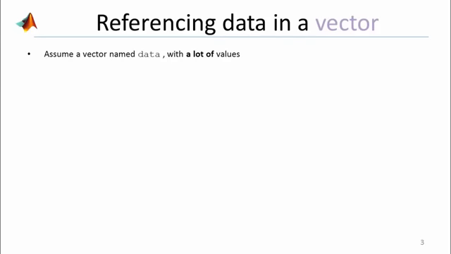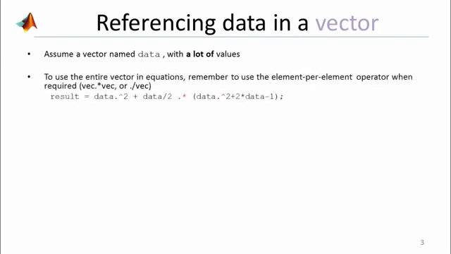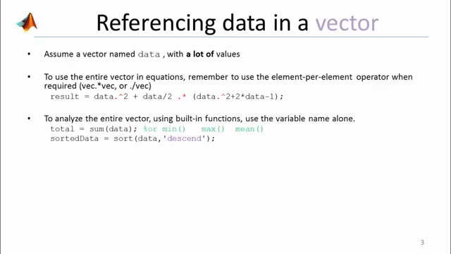Remember that we have a variable, for example data, and it has a lot of values. If you're trying to do math on the vector all at once, keep in mind element-by-element operators might be needed. If you're trying to use built-in functions, MATLAB has a lot of them: sum, min, max, mean. All you provide is the variable name. Even sorting, it does it ascending by default, but you might want to do descending. In that case, you would add the word descend. But still, you're using a built-in function.